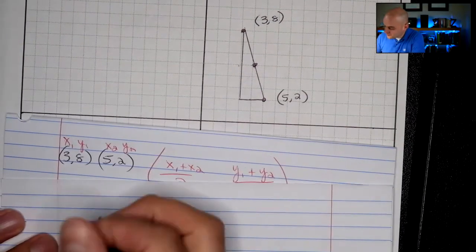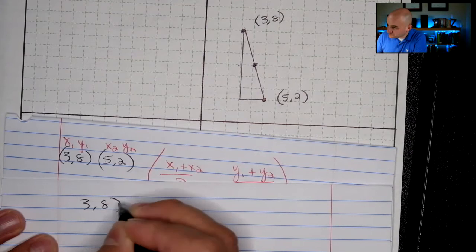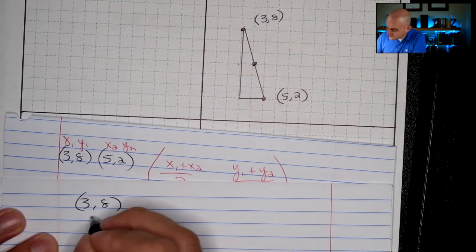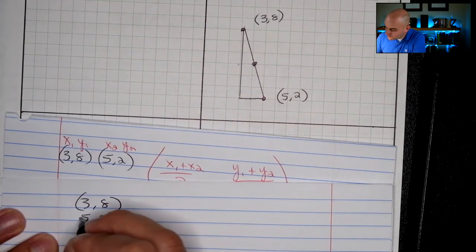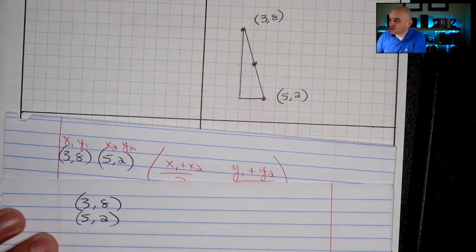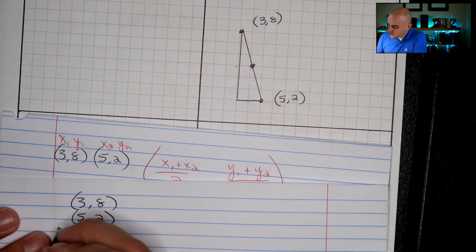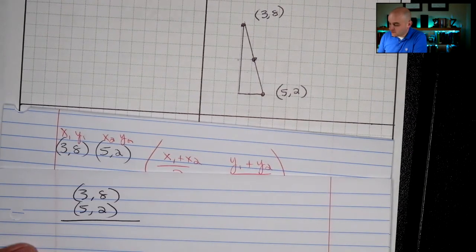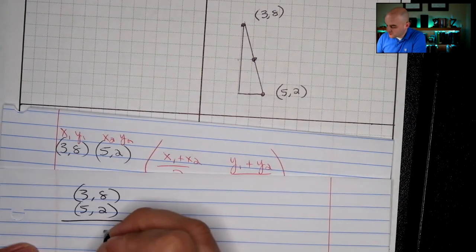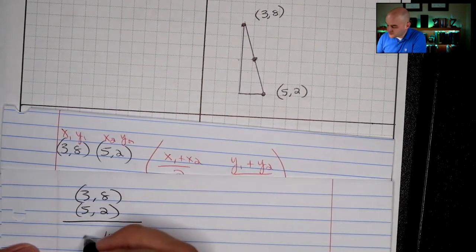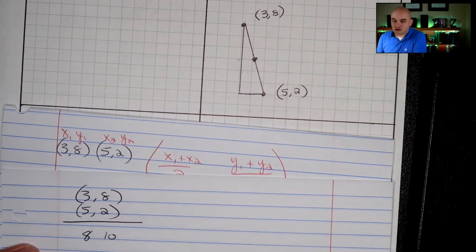Take your 2 points, so you've got 3, 8, and you've got 5, 2. Write them right above one another, okay? It doesn't matter which way you write it there, but write them right above one another, and we're going to add them. So just straight up add them. 8 plus 2 is 10. 3 plus 5 is 8. And don't forget to divide them by 2, okay?